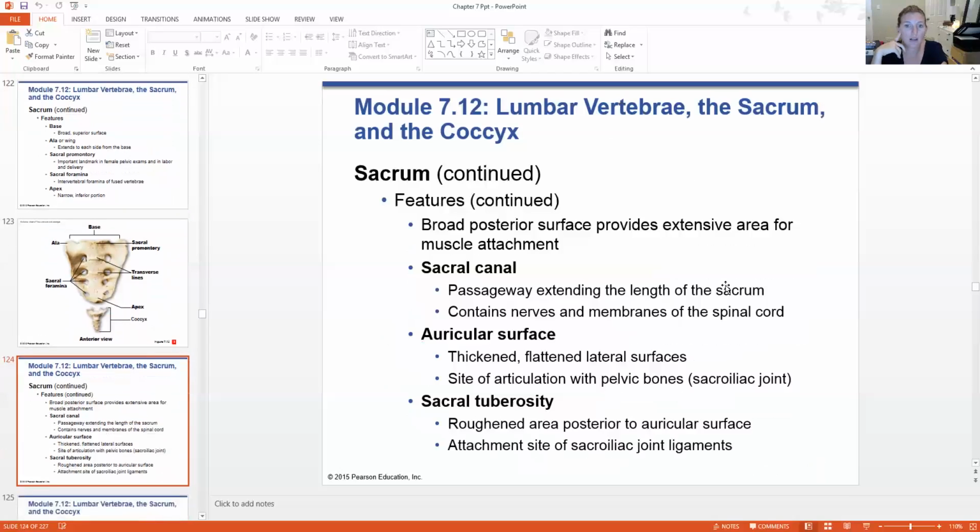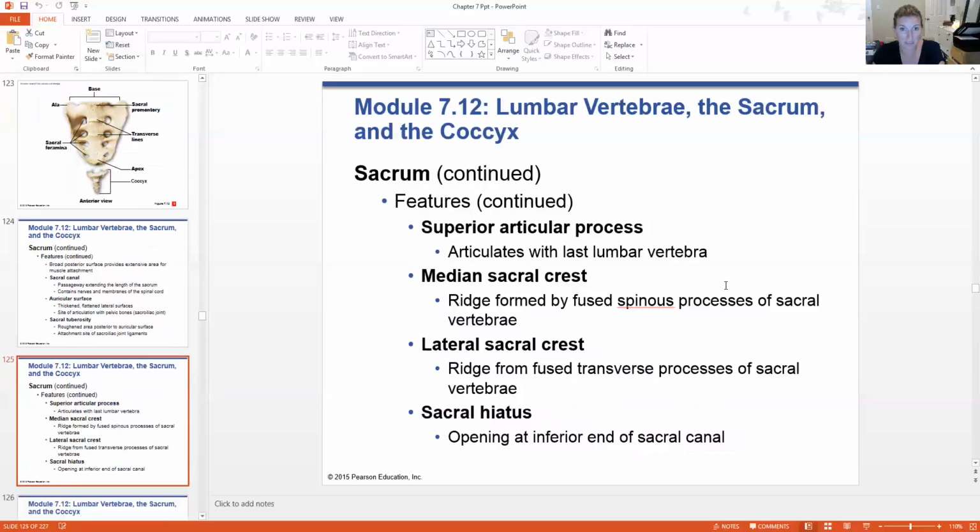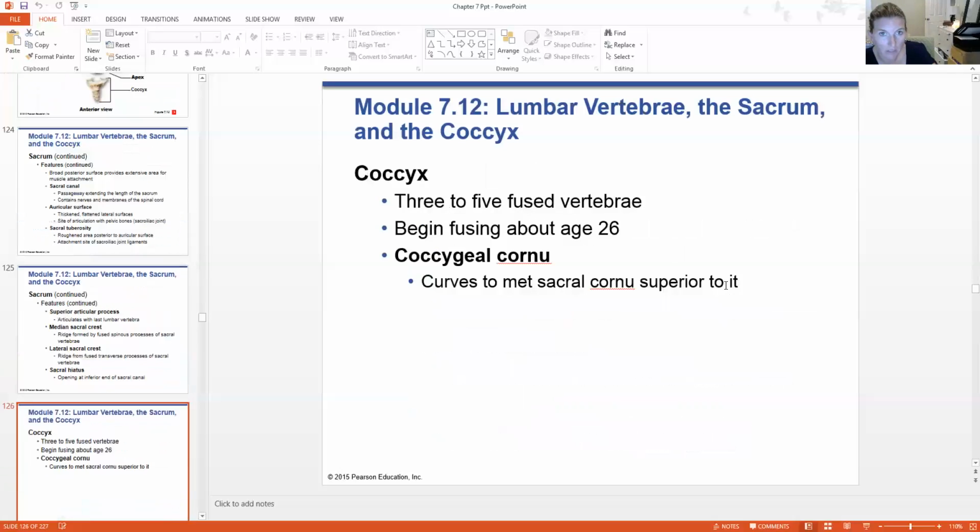And then the sacral canal is just the pathway extending the length of the sacrum. It contains nerves and membranes, the spinal cord, the articular surface, and then the sacral tuberosity, which is the attachment site for the sacroiliac joint ligaments. There's a superior articular process, a median sacral crest, lateral sacral crest, and a sacral hiatus, which is the opening at the inferior end of the sacral canal.